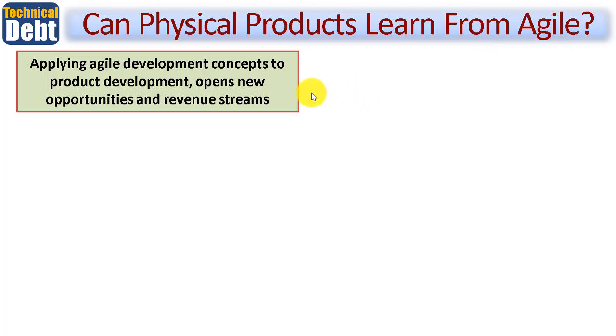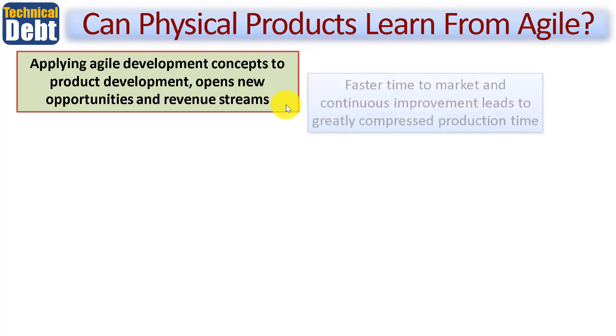You see, applying Agile development concepts to product development, whether or not you're using pure Agile or merely adapting or adopting some of the ideas that I've already discussed, such as iterative and incremental approaches, will open new opportunities and revenue streams. Any manufacturer or organisation that creates products or services today is missing a huge opportunity here by not learning more about how technical debt can be managed and controlled.